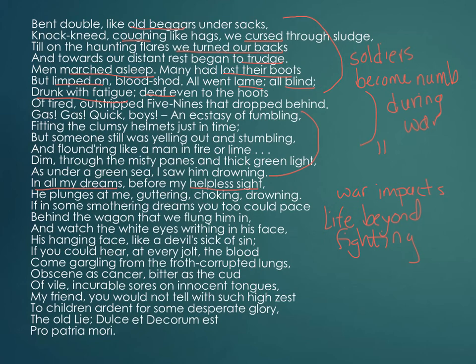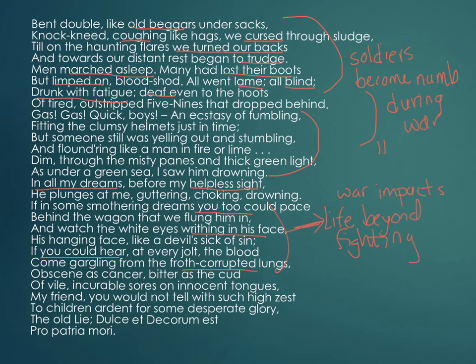He sees, and if in some smothering dreams you too. Now we change how he's describing here. The first section of this poem is all about what he sees, but now suddenly, if you could dream this, if you could hear it. So now he starts to pull in on another person, still describing the horror of what he saw, which builds on war impacts life beyond fighting. All of these negative details, the froth-corrupted lungs, the writhing in his face, all of those build into here.